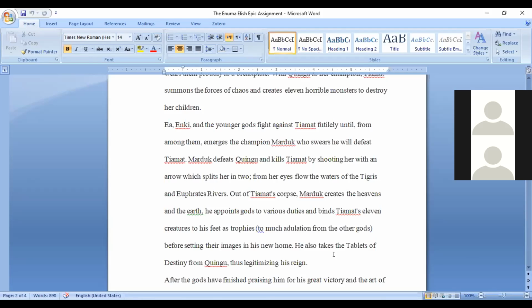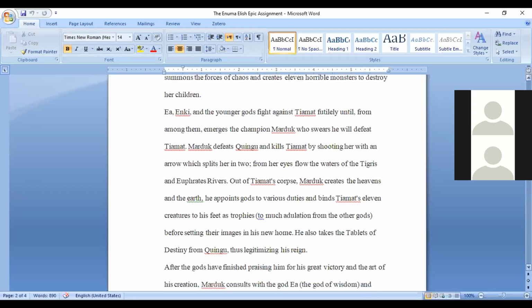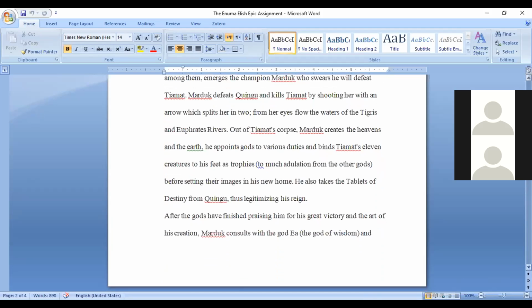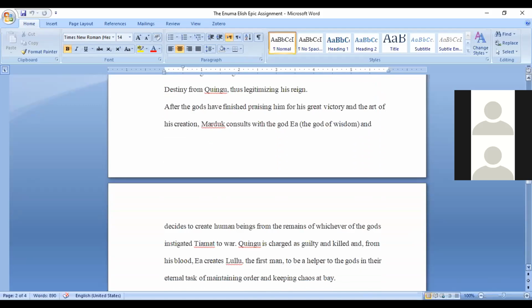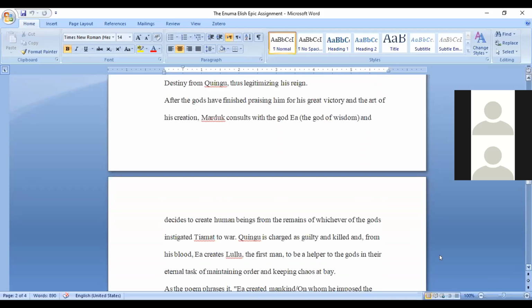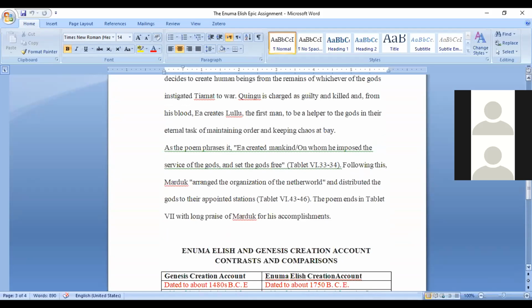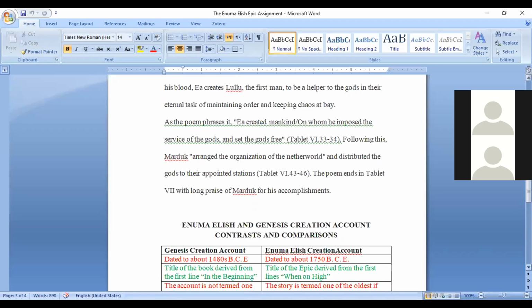Then, after a while, to make his victory sure, Marduk consulted with a god, Ea, the god of wisdom, and they created man, called Lulu, from the blood of Kingu, who had instructed Tiamat to fight them. And they made man to help them maintain stability in the world and to give the gods time to rest, away from the disturbances of the world.